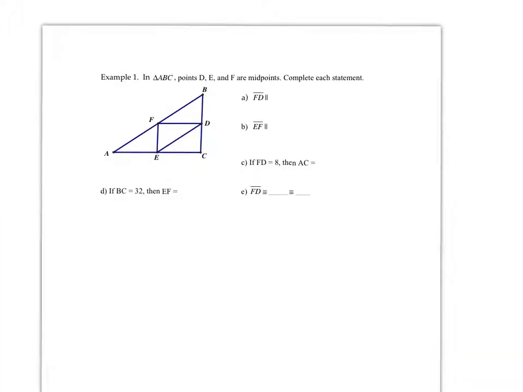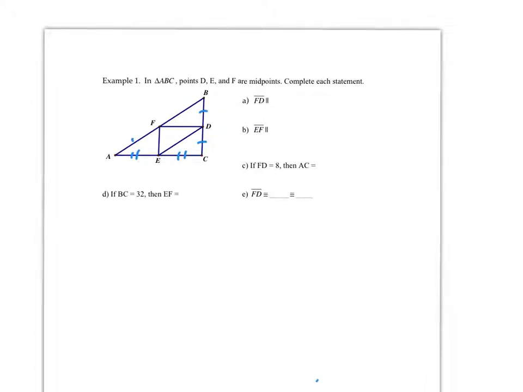All right, in our first example, it says in triangle ABC, points D, E, and F are midpoints. So D is the midpoint of this side, E is the midpoint of this side, F is the midpoint of this side. Okay, so that means that FD is a midsegment. So FD will be parallel to the third side, AC. EF is another midsegment, and that's right here. And so it's going to be parallel to BC.